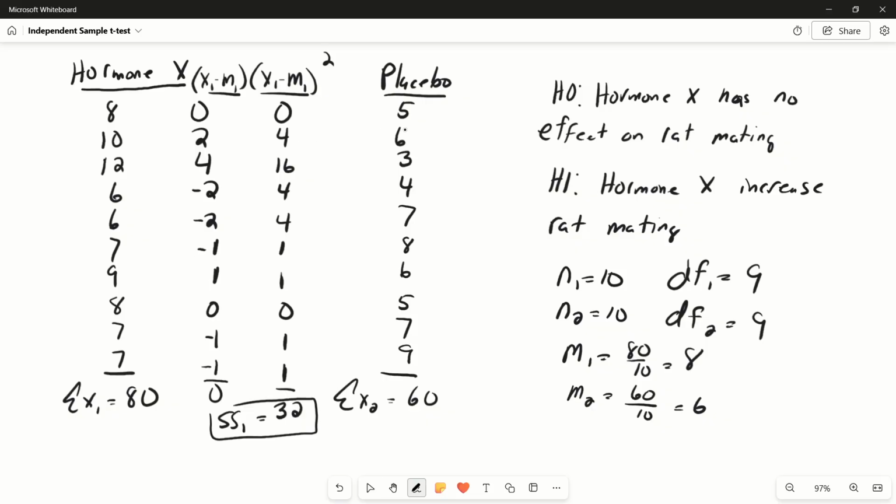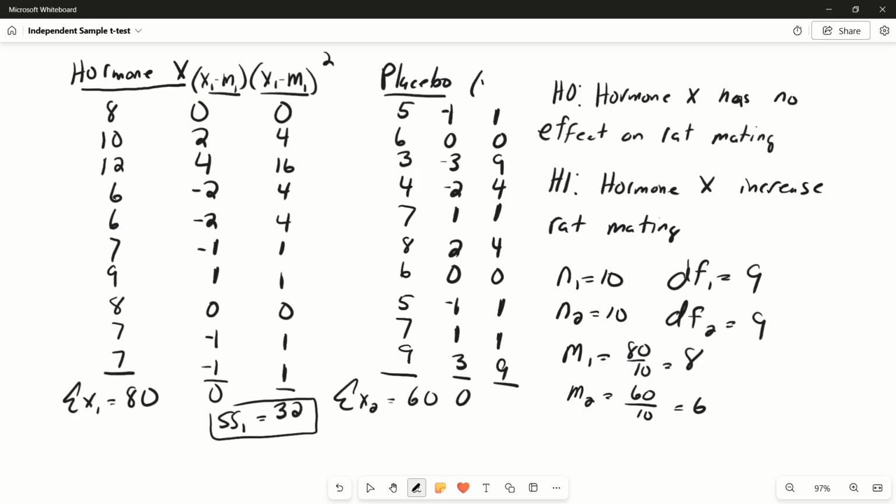And now we have to do that with the placebo. Find the mean for the second group, which is 6. Subtract 6 from each of these scores. Make sure this adds up to 0: -4, -6, -5, -3, -4, -3, 0. And now square these deviation scores to get the squared deviation scores column. And I add up that column, and that's going to be sum of squares 2.